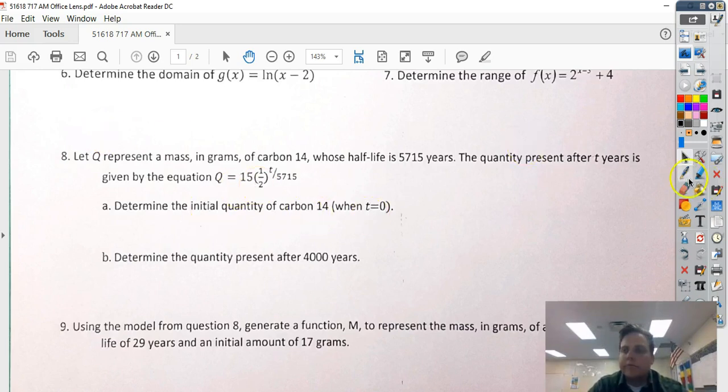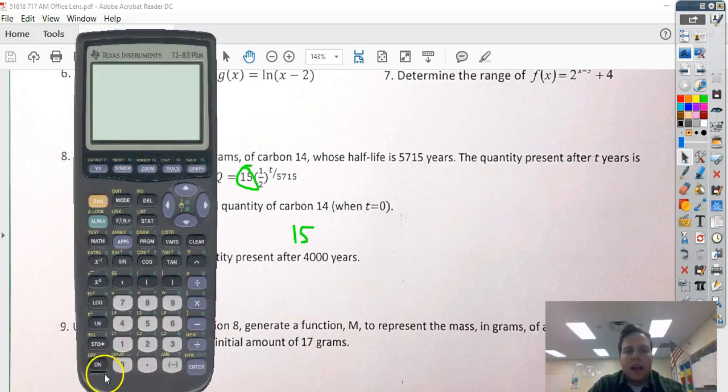It's just 15. This number, you guys remember, represents the beginning amount of something. So it's just 15. All right? Determine the quantity present after 4,000 years. Okay, this is a very easy problem. It just wants you to plug in 4,000 for t. That's all this problem's looking for.